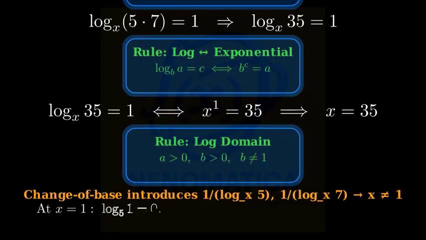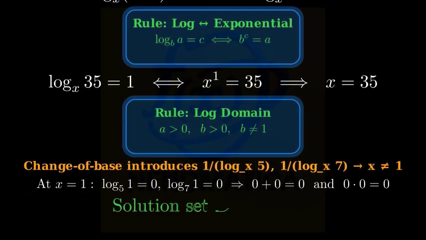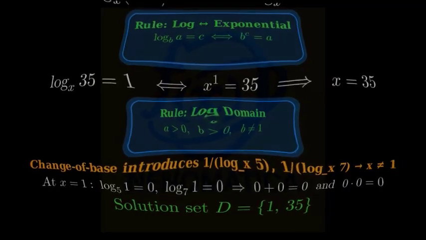However, if we plug x equals 1 into the original equation, log base 5 of 1 plus log base 7 of 1 equals 0 plus 0, which is 0, and the product on the right side is also 0. So x equals 1 does satisfy the original equation. Therefore, the complete solution set is x equals 1 and x equals 35.